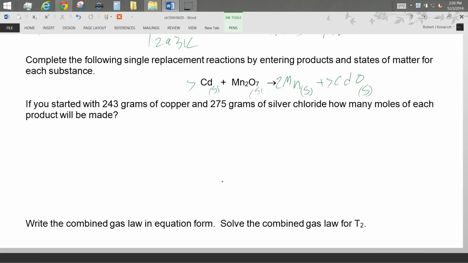All right, so you started with 243 grams of copper and 200 of silver chloride. How many moles of each product will be made? Oh yeah, this is cool. I changed something and didn't change the other thing. Was it supposed to be a single replacement reaction? That single replacement reaction with the cadmium, and I copied and pasted stuff together, and that should have been the silver and the chloride and the copper, but that's fine.